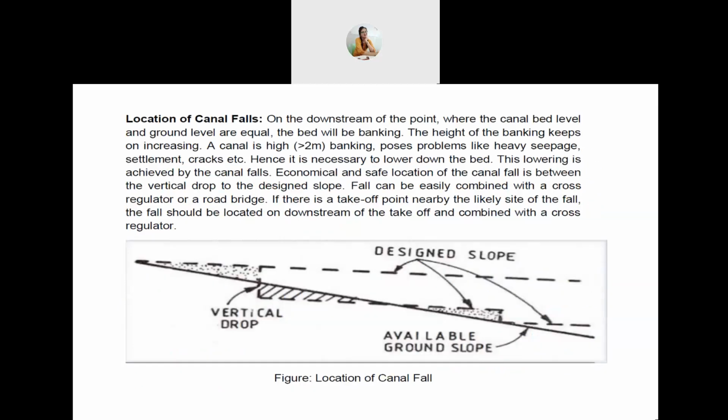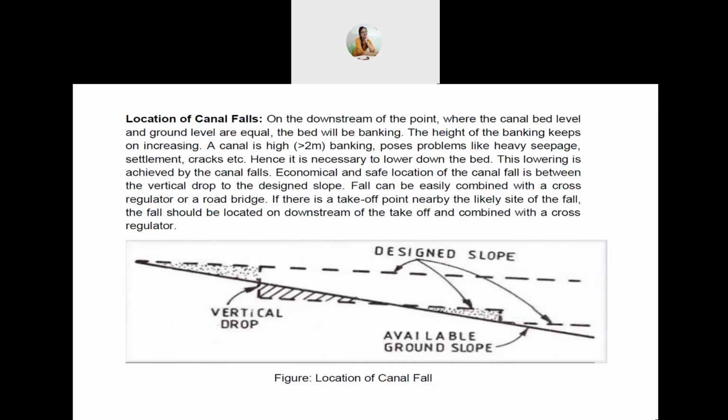Next, location of canal falls. On the downstream of the point where the canal bed level and ground level are equal, the bed will be in banking, so the height of the banking keeps on increasing. A canal bank higher than 2 meters poses problems like heavy seepage, settlement, cracks, etc. Hence, it is necessary to lower down the bed. This lowering is achieved by canal falls.